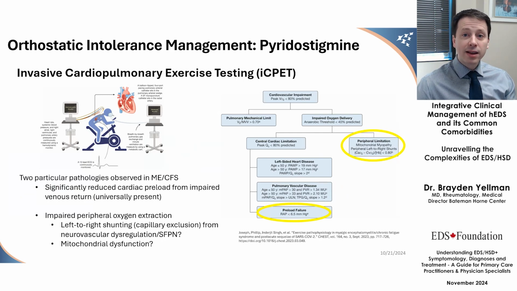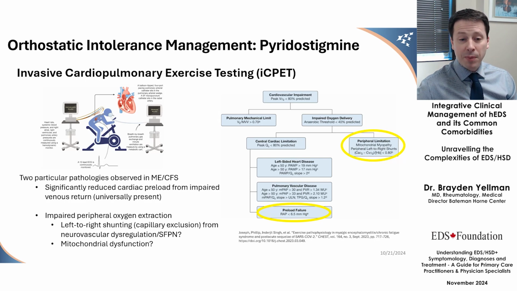All right, orthostatic intolerance management, pyridostigmine. This is another drug that we sometimes use. And where does this come from? Well, it actually comes from invasive cardiopulmonary exercise studies in ME/CFS patients, where we show significantly reduced cardiac preload from impaired venous return, and that is universally present in ME/CFS patients and very commonly found in POTS patients without ME/CFS.